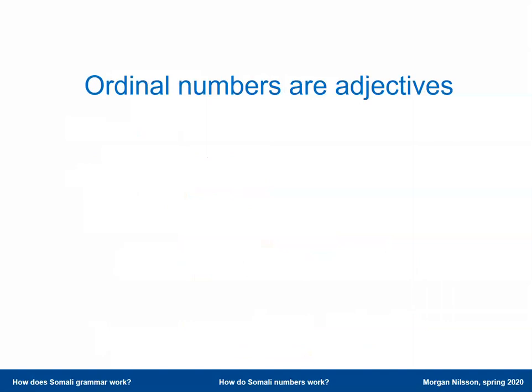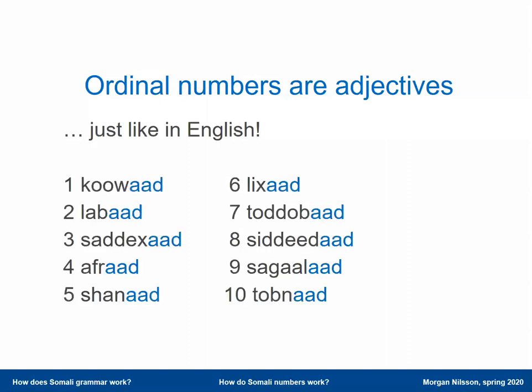So, these cardinal numbers are nouns, and then the ordinal numbers are adjectives in Somali, as well as in English. In Somali, the ordinal numbers are always formed with the suffix ad in a very regular way. In the numbers 4 and 10, we have a vowel dropping out. So from afar we get afra, and from toban we get tobna.